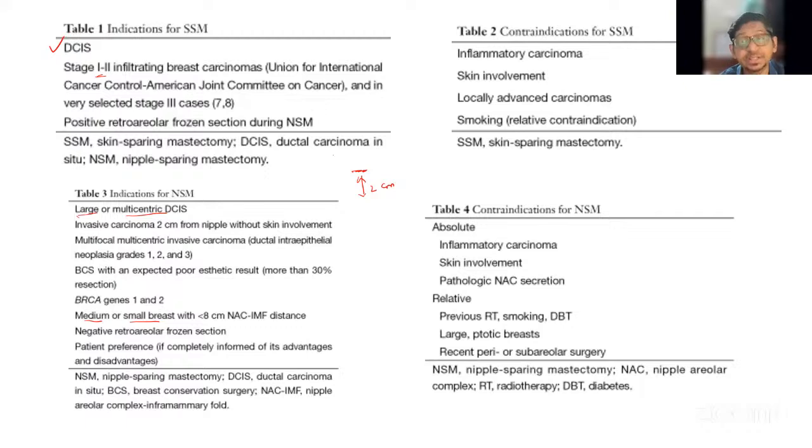So, contraindications for skin sparing mastectomy, very important. You cannot do a skin sparing mastectomy when there is evidence of inflammatory carcinoma.